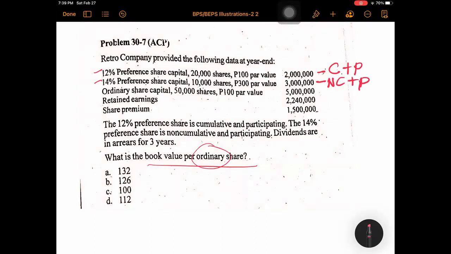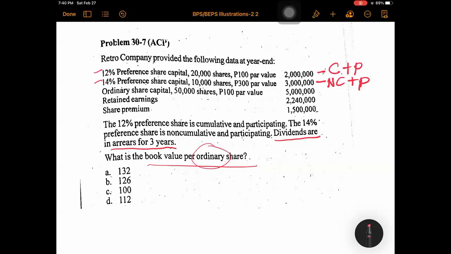What does a cumulative preference share receive? It is eligible for arrears. So dividends are in arrears for 3 years. Our assumption in this problem is that when dividends are in arrears, that includes the current year. So the 3 years means 2 years unpaid plus the current year. The book says dividends in arrears usually include current dividends.